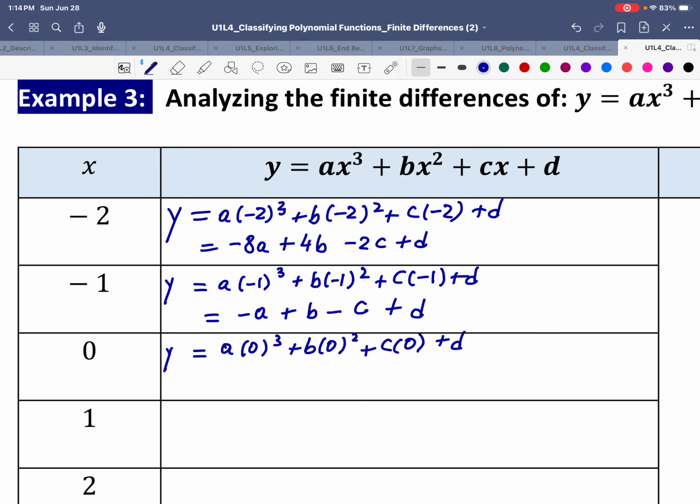So this is very easy to evaluate. We know that whenever x becomes 0, the terms that are multiplying it, the entire term will become 0 because the multiplication will result in a 0. So we simply have d as a y value here. Now, if x equals 1, we have a, 1 to the power of 3, b, 1 to the power of 2, c times 1 plus d.